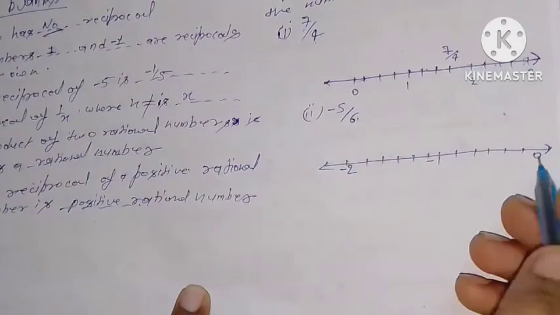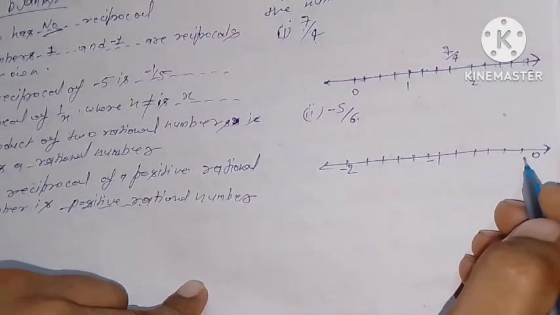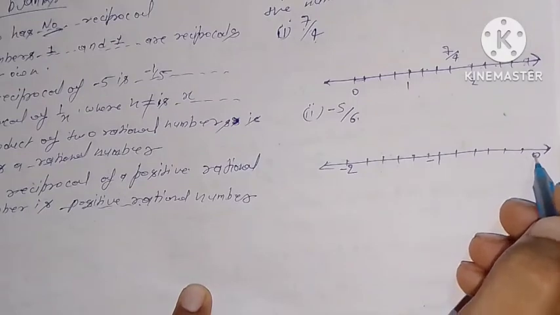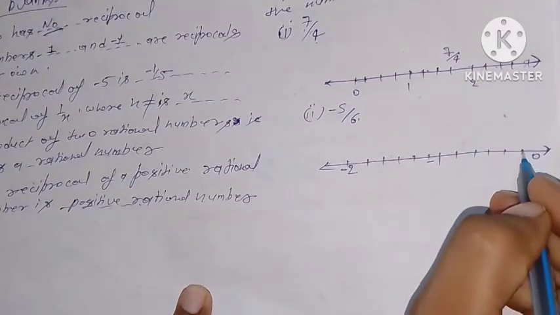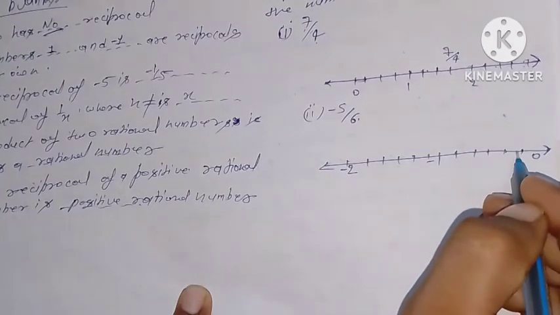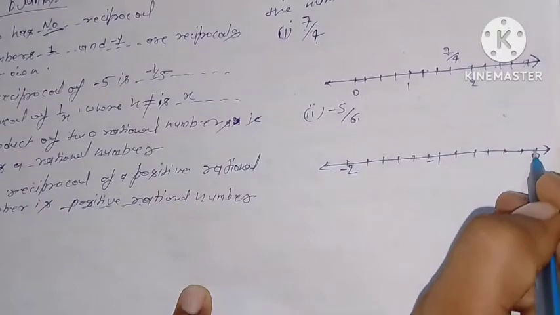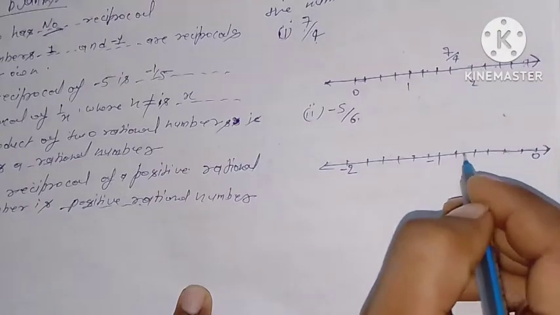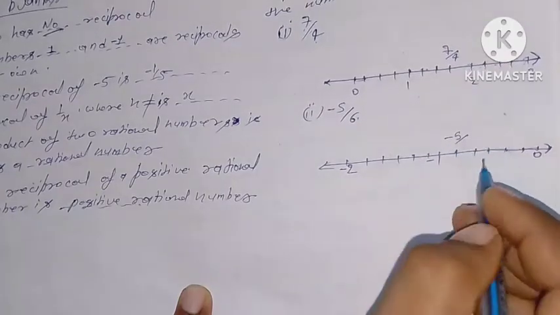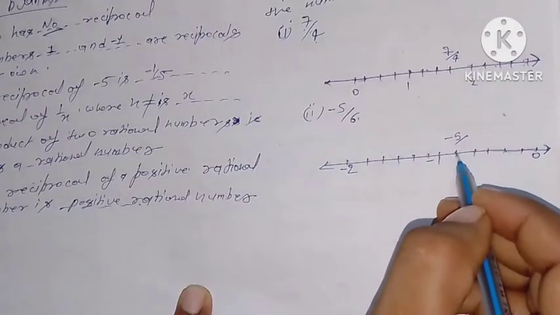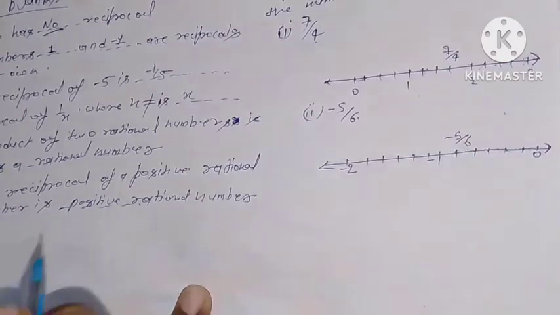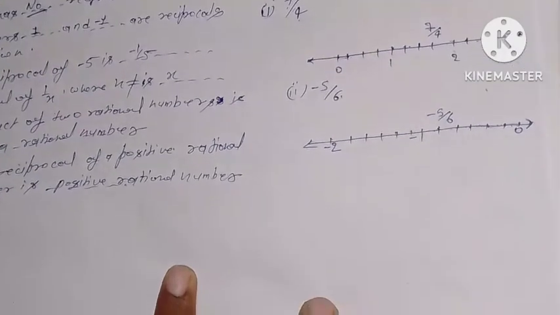And you will start on the number line to the left of the 0. To the left of the 0, the value is negative. Then 1, 2, 3, 4, 5 parts. This is the 5 parts but in the negative direction. Minus 5 upon the total parts, which is 6.